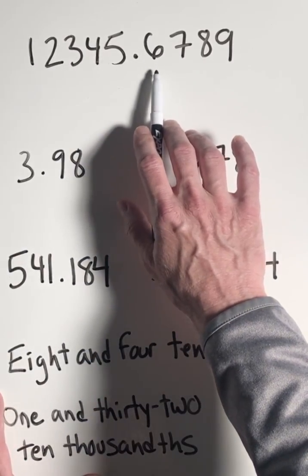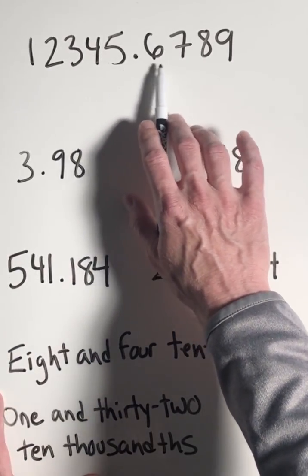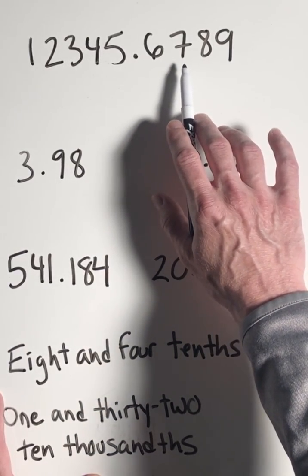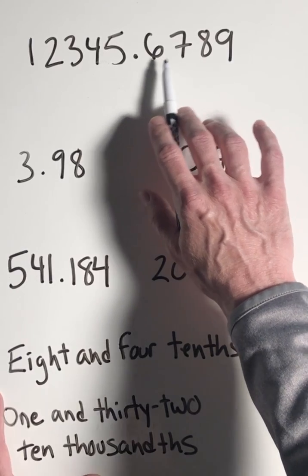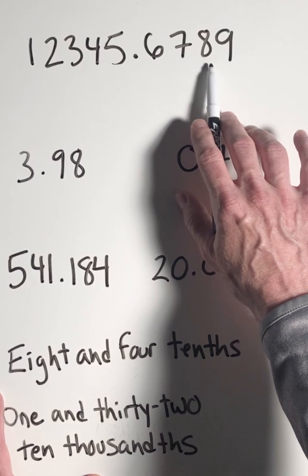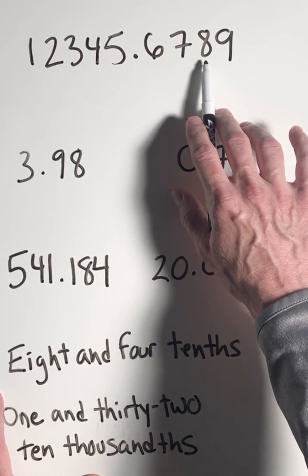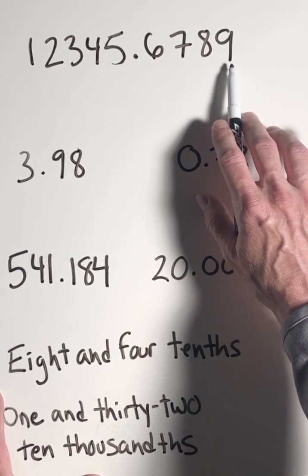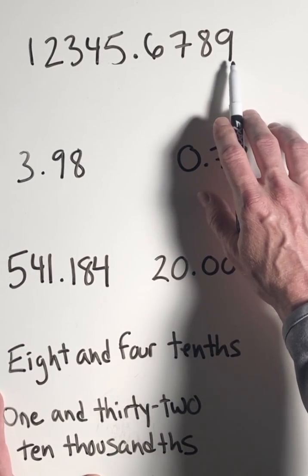To the right of the decimal point, the 6 is in the tenths place and is worth 6/10. The 7 is in the hundredths place and is worth 7/100ths. The 8 is in the thousandths place and is worth 8/1,000ths. The 9 is in the ten-thousandths place and is worth 9/10,000ths.